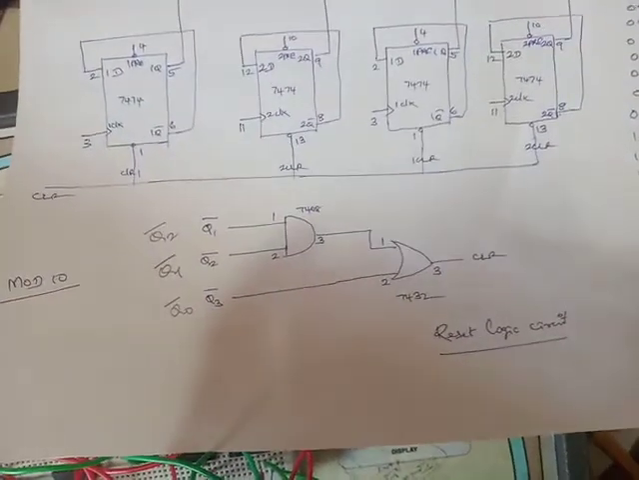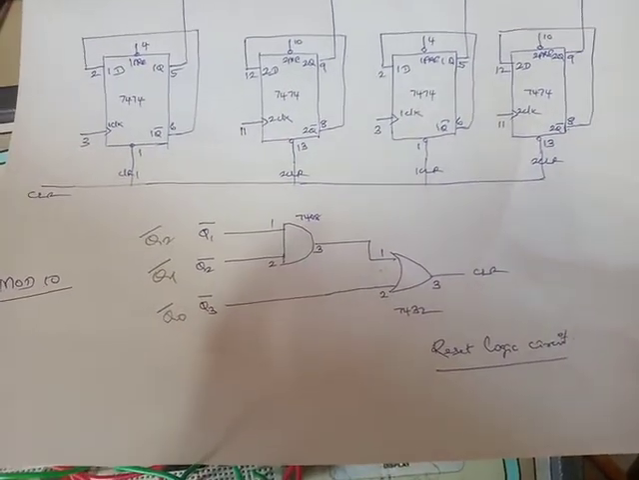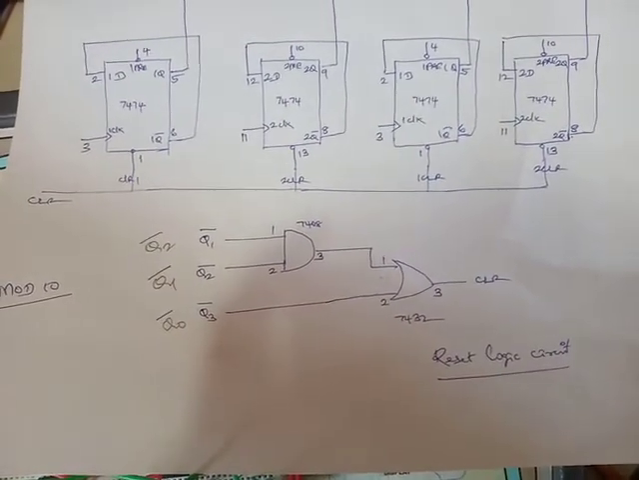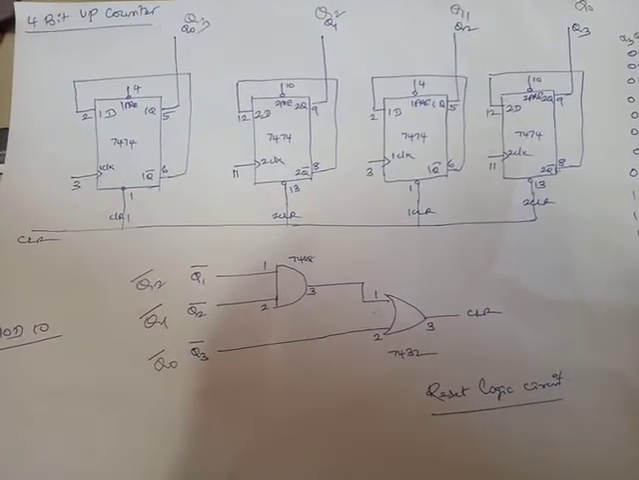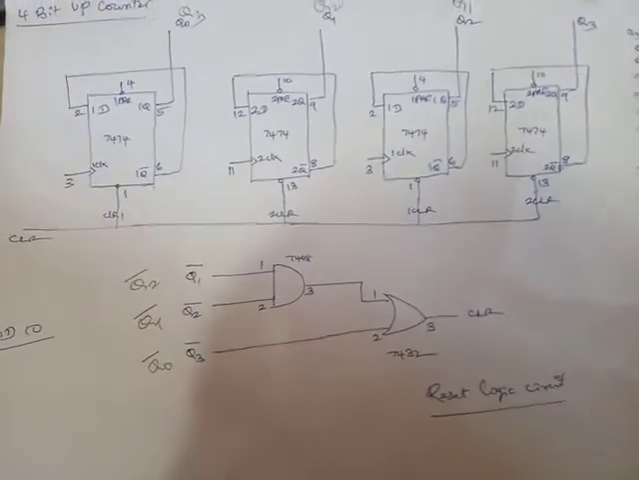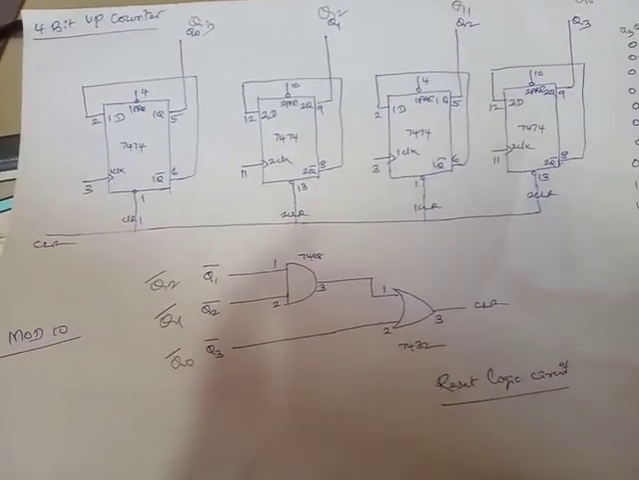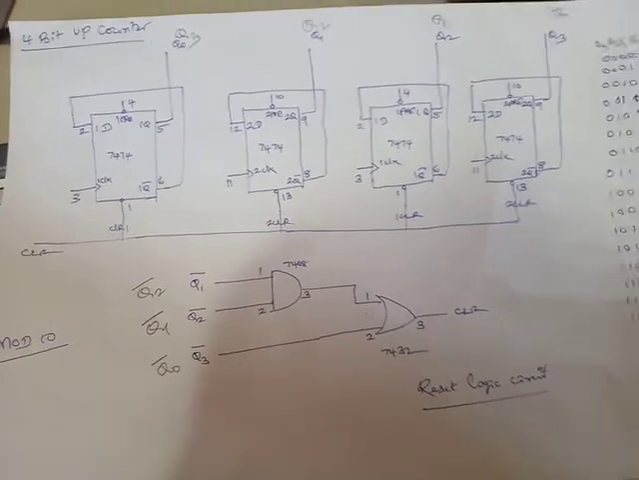This reset logic circuit we have to design using K-map simplification, and based on the simplified circuit we have to rig up the logic diagram and connect it in the counter circuit diagram. In the next class we will discuss the mod 12 4-bit ripple counter. Thank you.